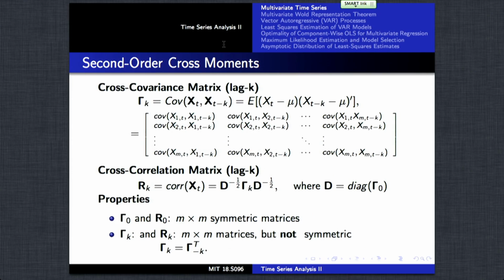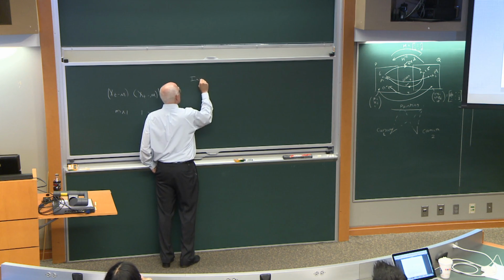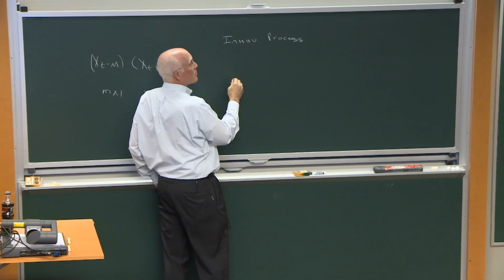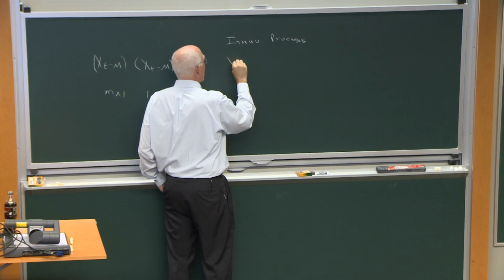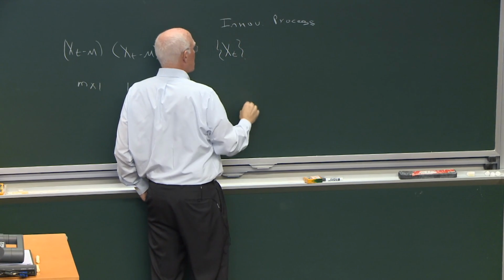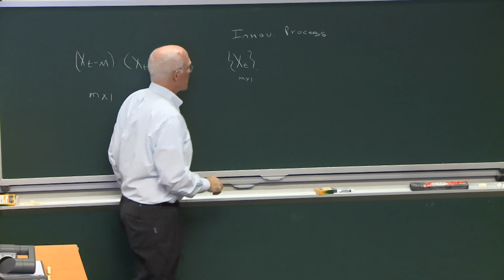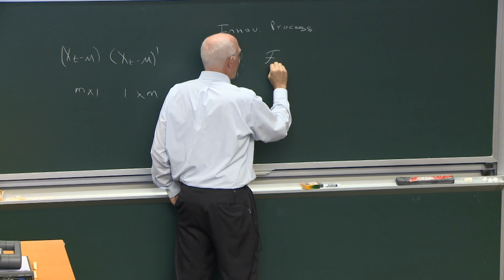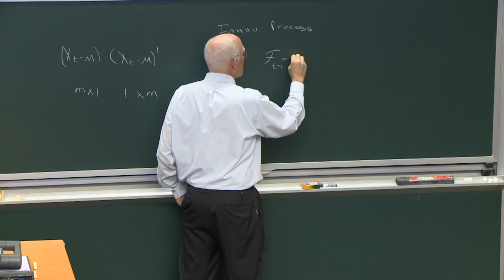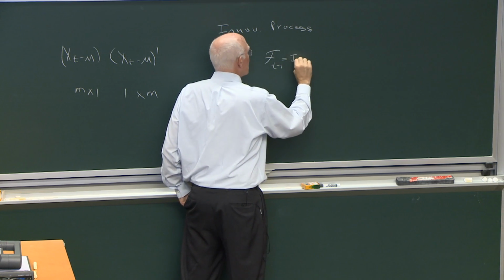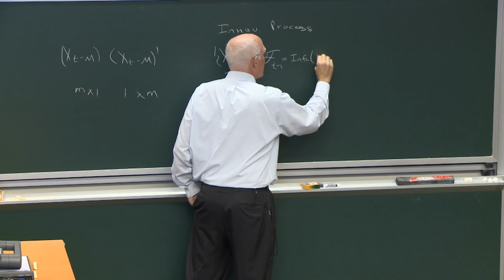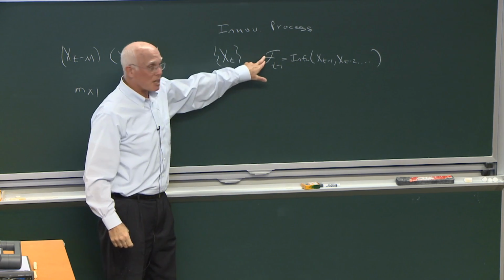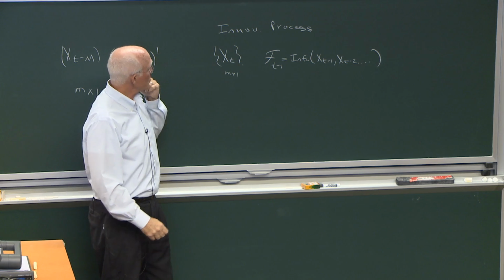All right. Okay, the innovation process. Innovation process. Okay, if we have, as in this case, our Xt stochastic process, and we have Ft-1 equal to the information on Xt-1, Xt-2, and so on, basically consisting of the information set available before time t.